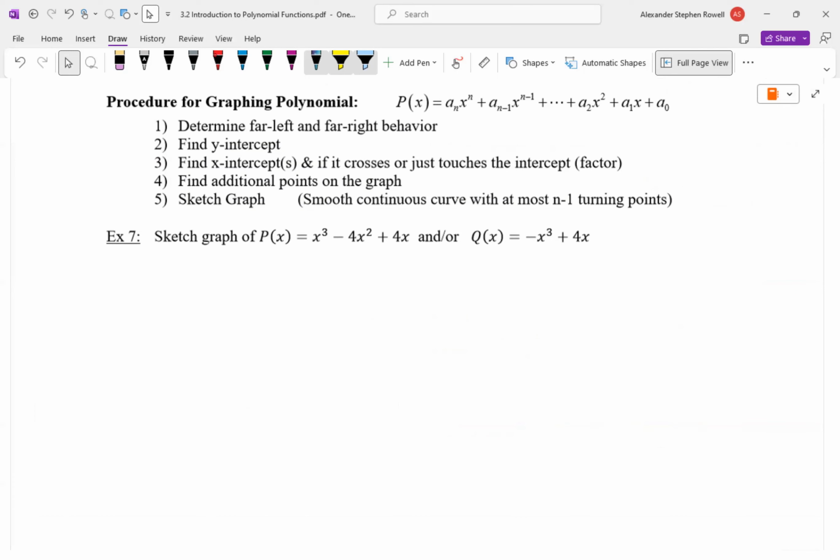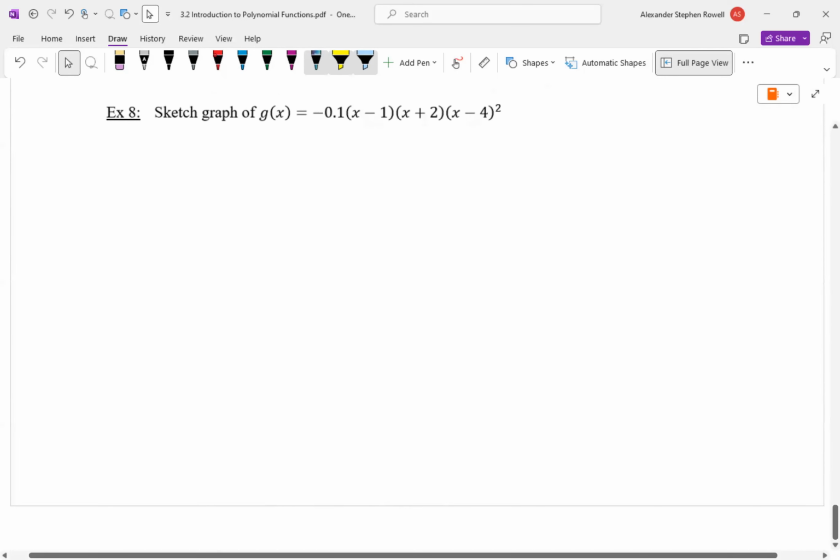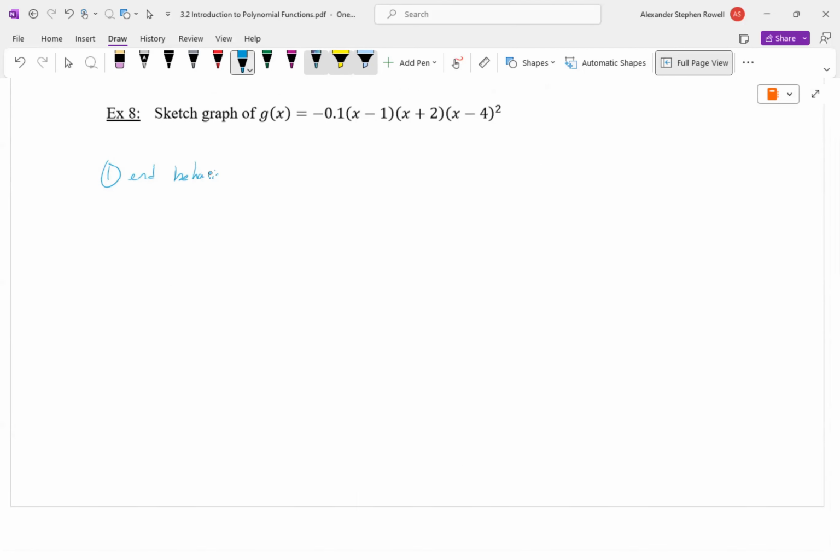Which one do we want to do? I'm going to skip to example 8. First, what is the end behavior? We're integrating everything at once here. If I FOILed this all out, I'd have an x times an x squared and the negative 0.1 out in front. So my lead term is negative 0.1 x to the 4th. So would I go left and up or down? Down. Down is correct.